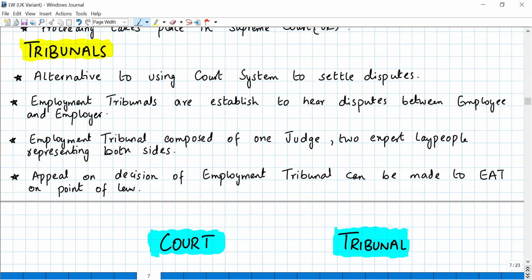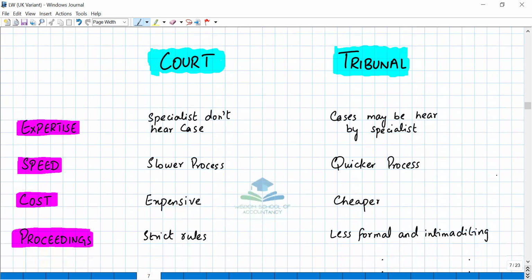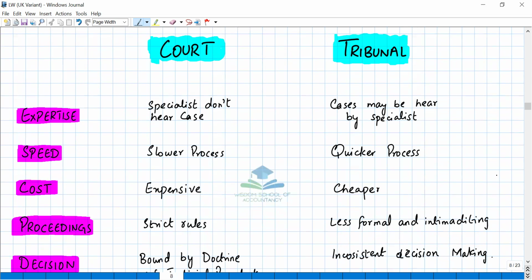So this is tribunals. Now, some differences between court and tribunals. First, expertise. In court, the specialists do not hear the cases. If, let's say, there's a matter regarding employer and employee, and there's a proper employment act in place regarding such matters, the judge that will hear your case will not be an expert of employment matters. He can be any layperson, right? He cannot be an expert of such kinds of matters. So in court, the specialists do not hear the cases, while in a tribunal, the cases are heard by specialists.